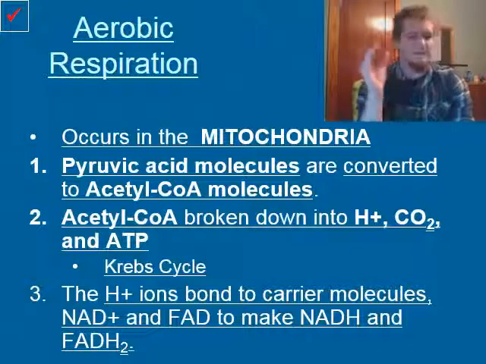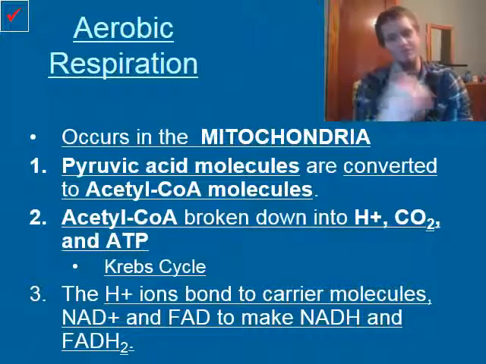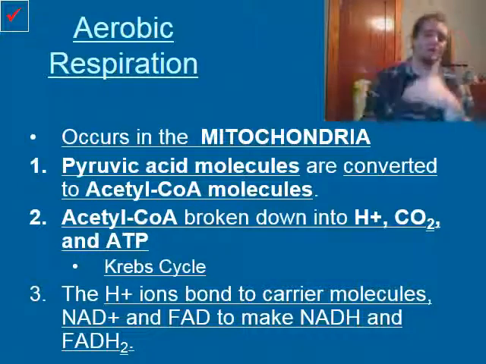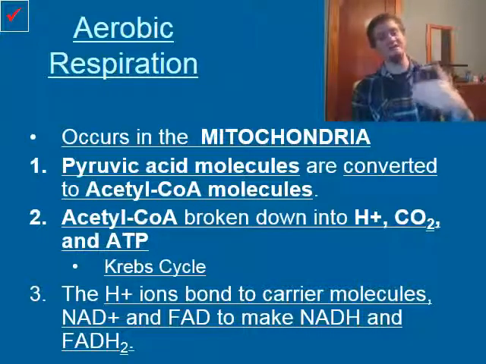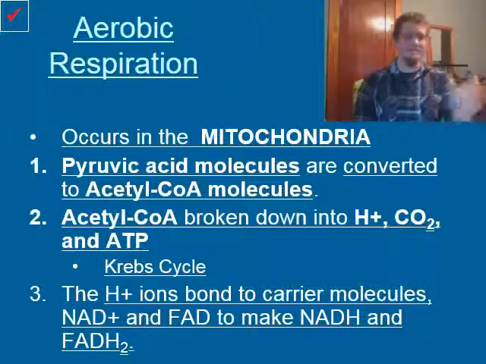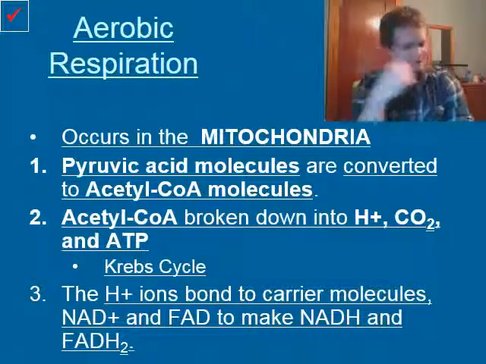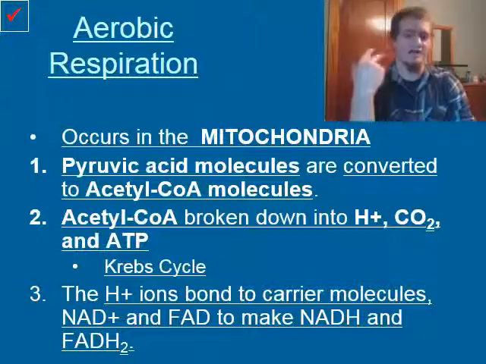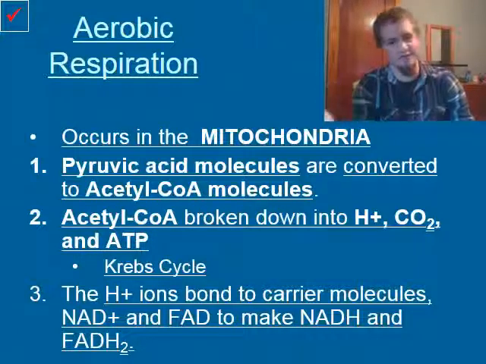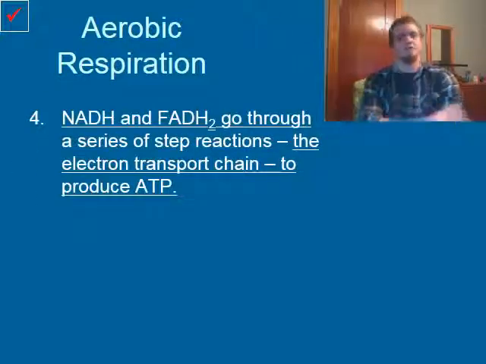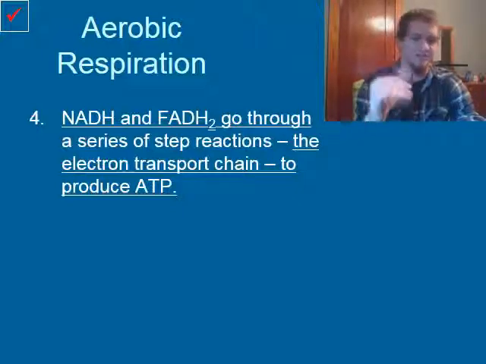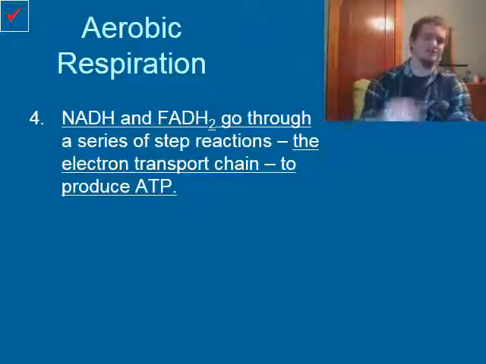Step number 3, the hydrogen ions bond to carrier molecules, called NAD+ and FAD. When the hydrogen bonds to these, we go from NAD to NADH, and FAD to FADH2. Now these two energy carriers are going to be used up later when we go through the electron transport chain. So step number 4, NADH and FADH2 go through a series of step reactions called the electron transport chain to produce our ATP.